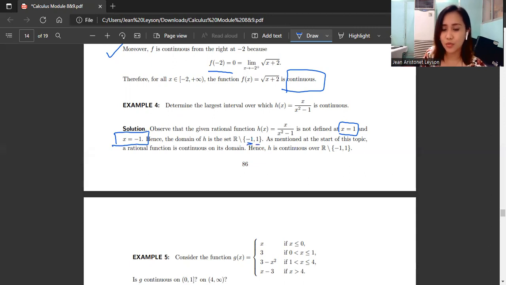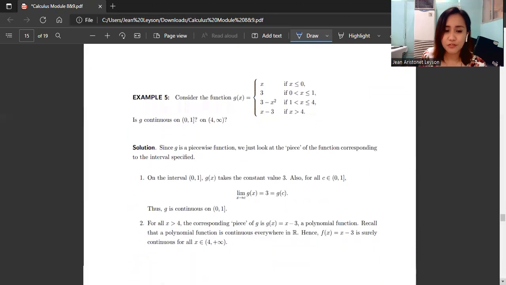So as mentioned at the start of this topic, a rational function is continuous in its domain. So hence, it is continuous over all real numbers except -1 and 1, because those are the only points wherein the function will not be defined. I hope that's clear. So example 5.